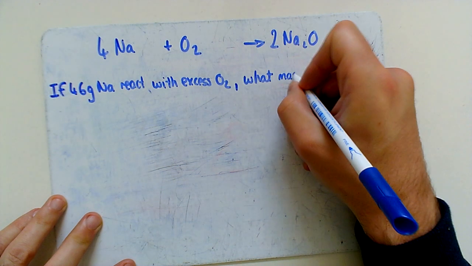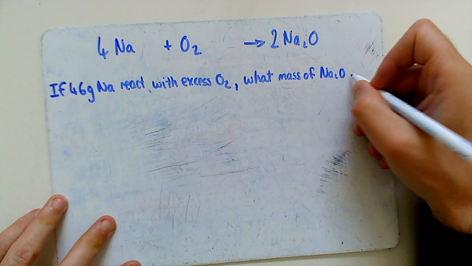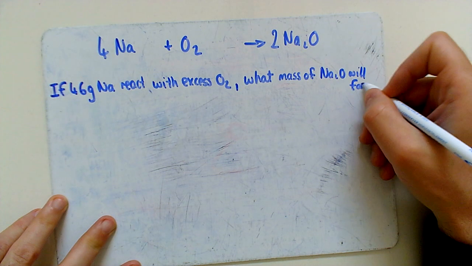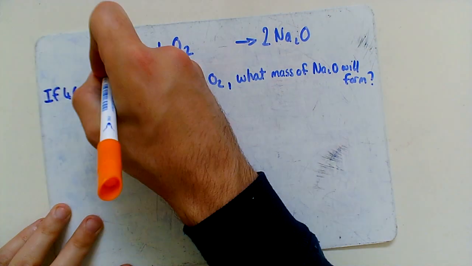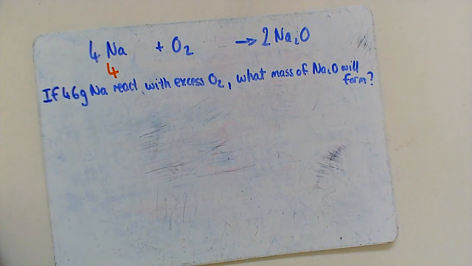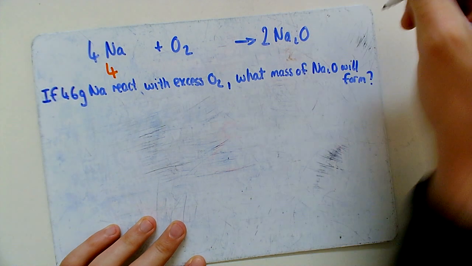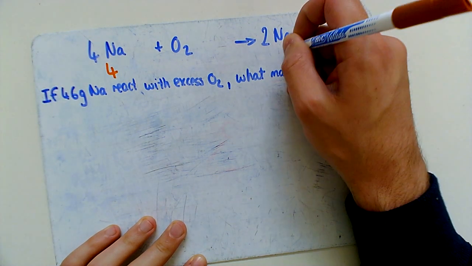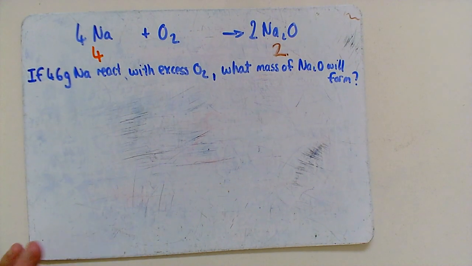What mass of Na2O will form? So again, I'm going to look at our molar ratio first. It is 4 sodium and it is 2 sodium oxide. 4 to 2. You can, if you want to, simplify that down, but it's okay. We'll just keep it the way it is.